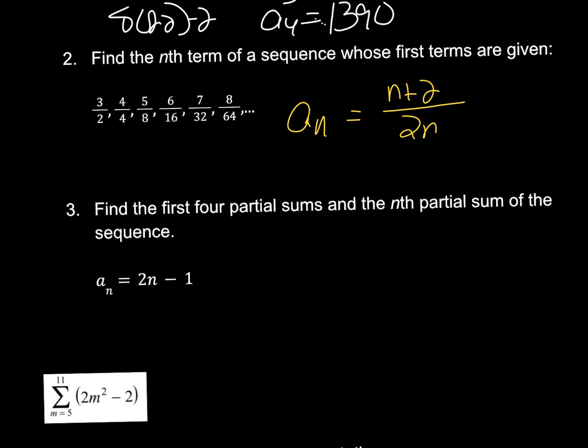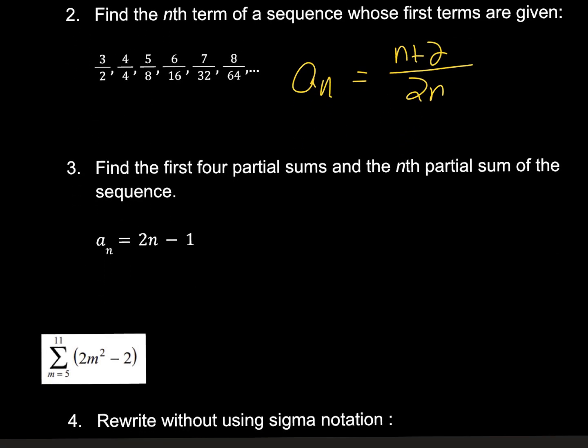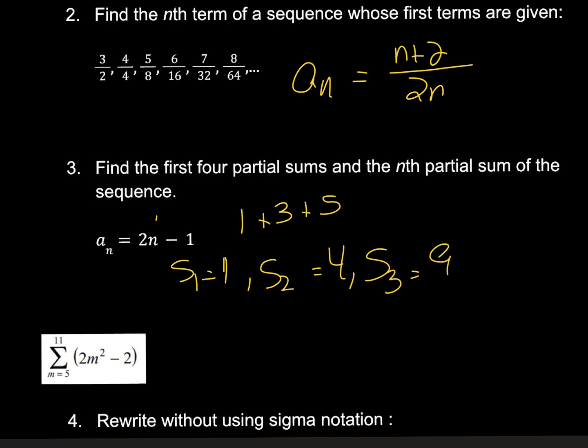Number 3, find the first 4 partial sums. All right, so the first term is just plug in 1. So if I plug in 1 in here, I get 1. By the way, that's the first partial sum. I should say that. S1 is 1. The second partial sum, you got to add 1 plus what you get when you plug in 2. So if I plug in 2, I'm going to get 3. So 1 plus 3 is 4. The third partial sum, you're going to add what you get when you plug in 3, which is 5. So 1 plus 3 plus 5 is 9.